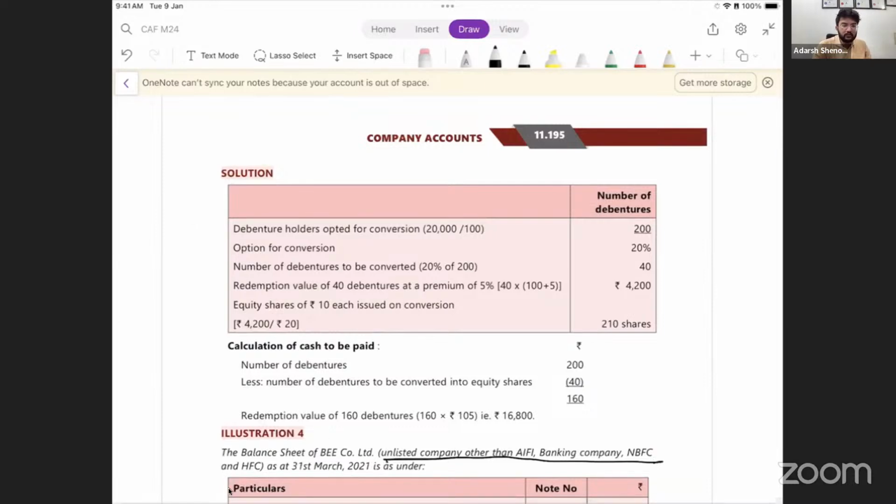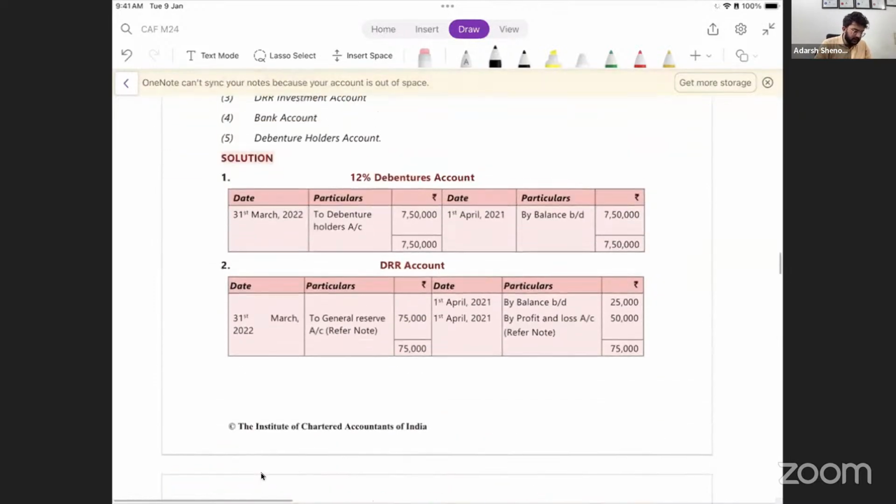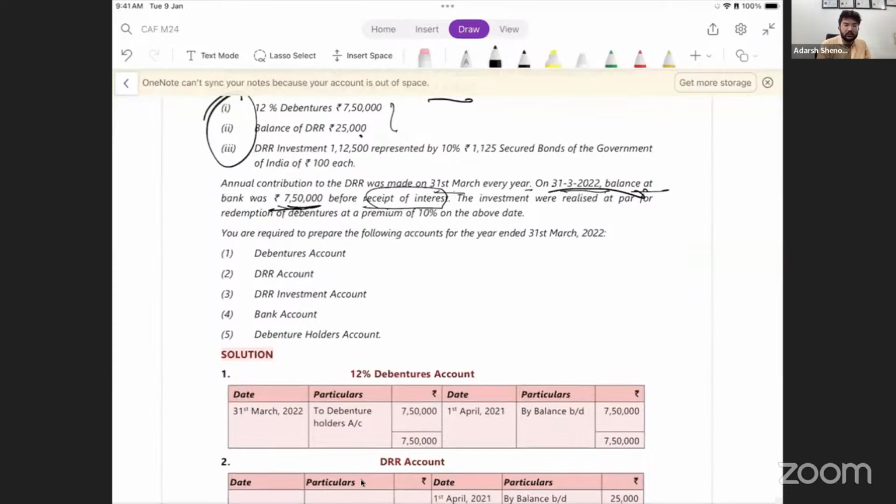We'll be done with redemption of debentures today. Small portions left, so we'll finish it easily before the end of today's class. So before that, we'll take one small break, and I'll see you at the end of it. So 15 minutes break. Come back after that.